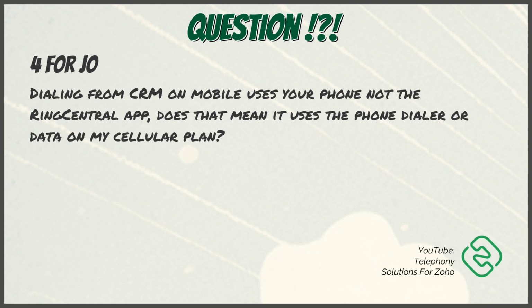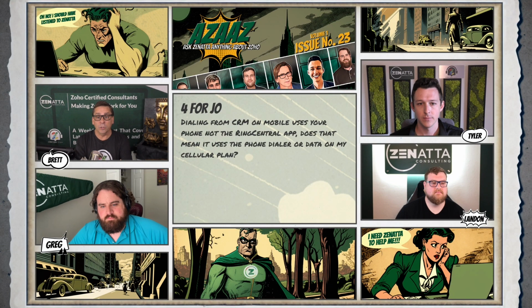All right, for Joe asked, after watching our YouTube telephony solutions for Zoho that Tyler and I did last week, dialing from CRM on mobile uses your phone, not the RingCentral app. Does that mean it uses the phone dialer or data on my cellular plan? It's using the data on your cellular plan.